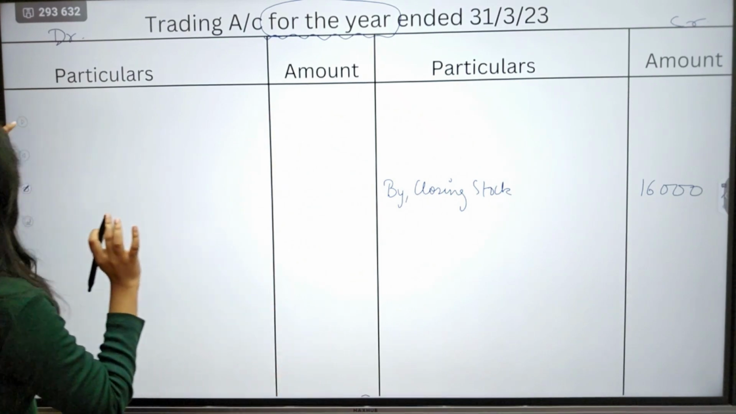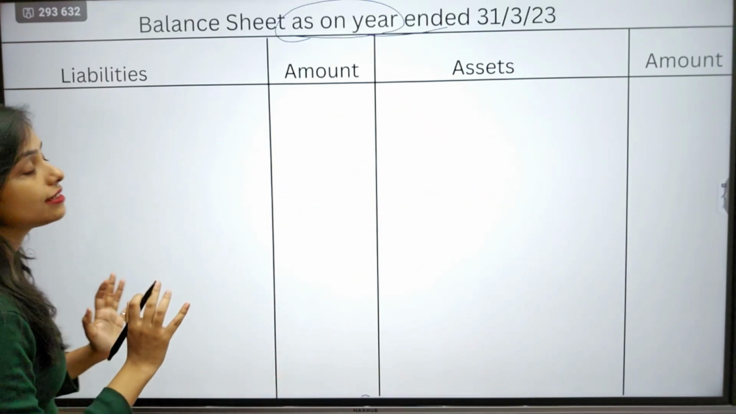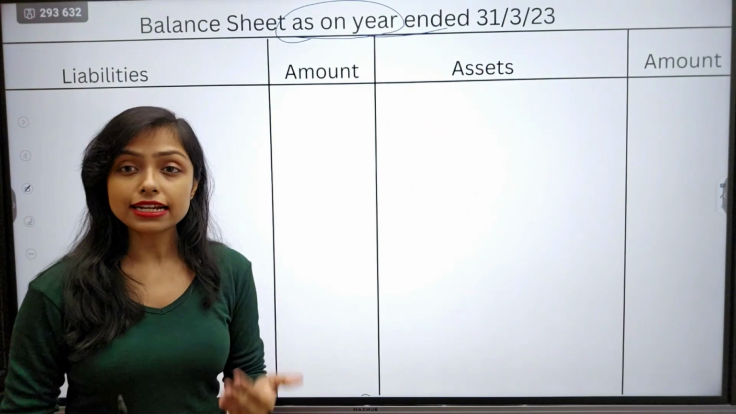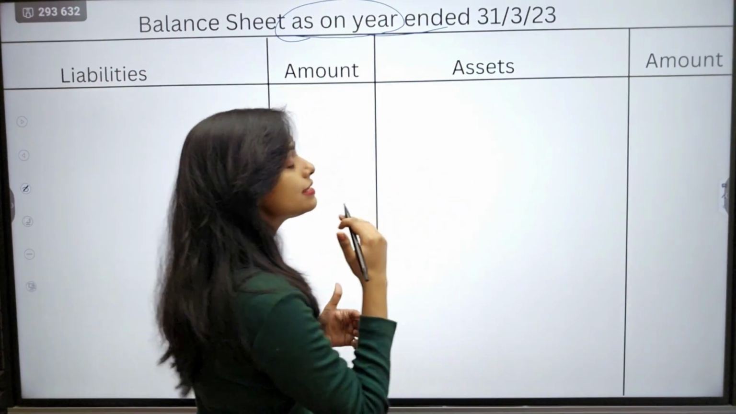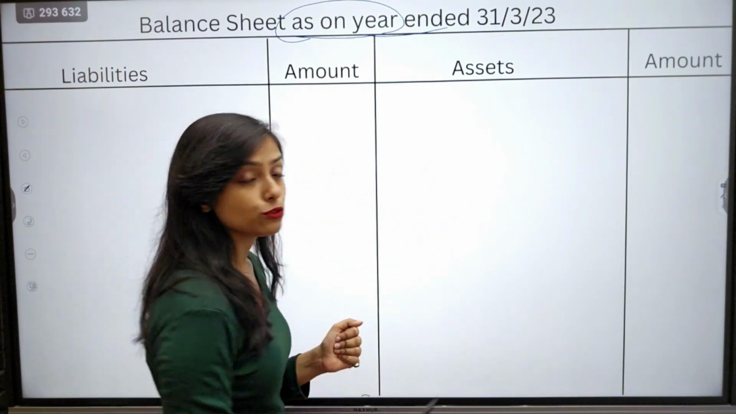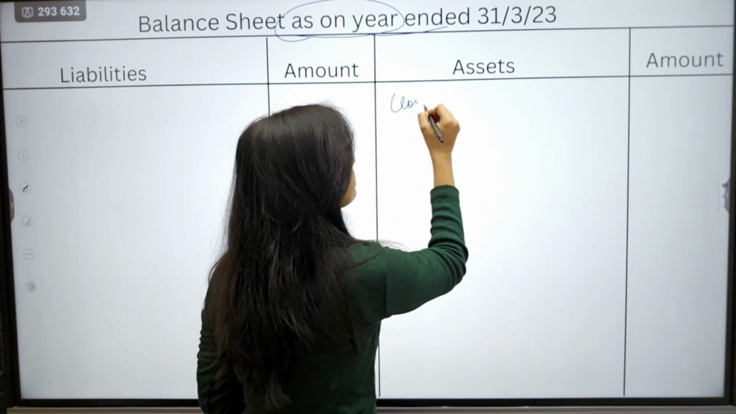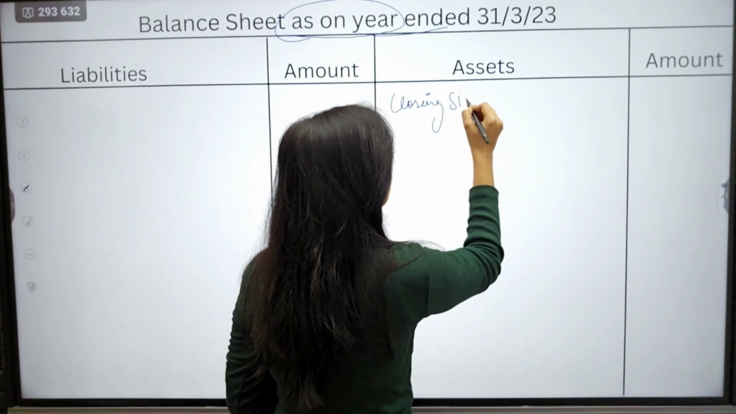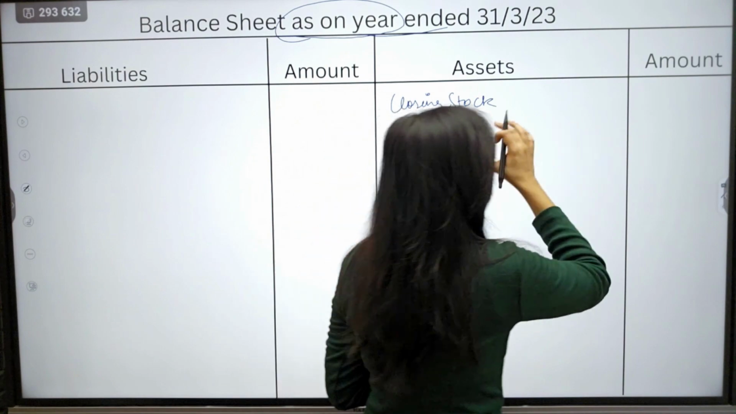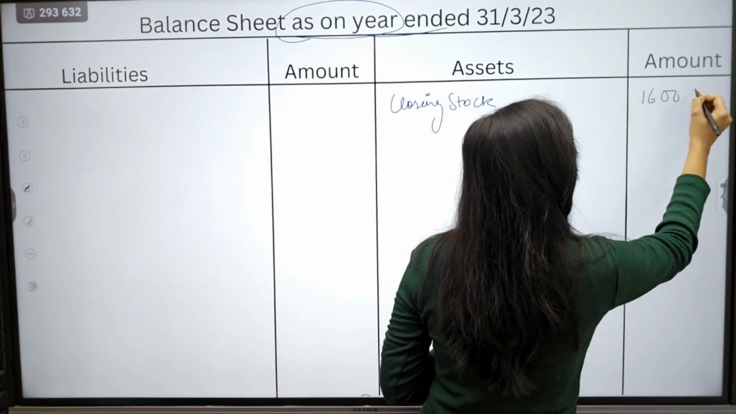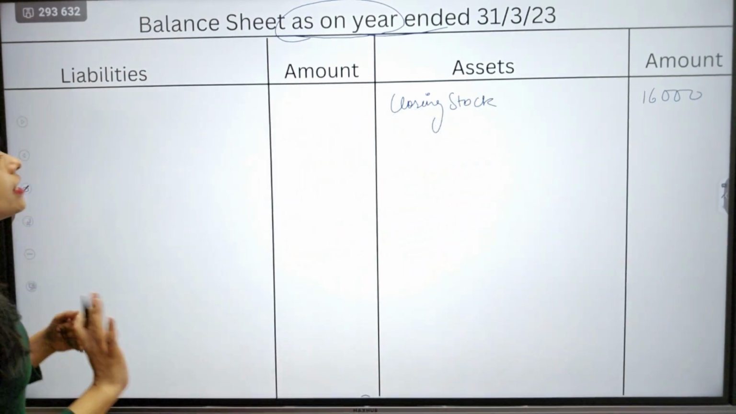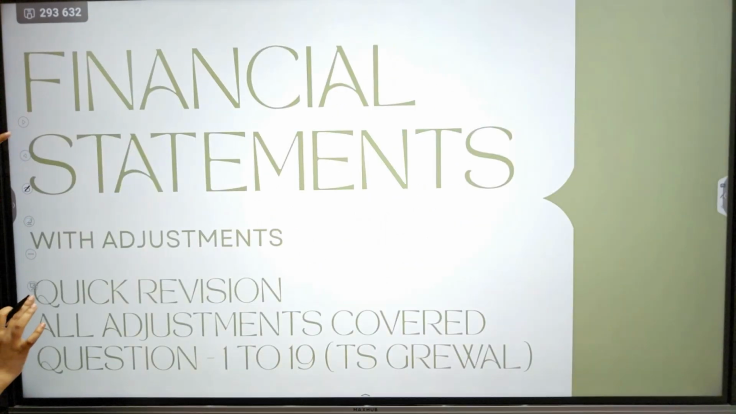First adjustment. The second place that we are going to adjust it in is the balance sheet. Closing stock is an asset for us. We are going to sell it in future and it is going to give us future economic benefit. Hence, it is an asset for us. So we are going to write it on the asset side. Closing stock, we are going to write 16,000 rupees. Simple.